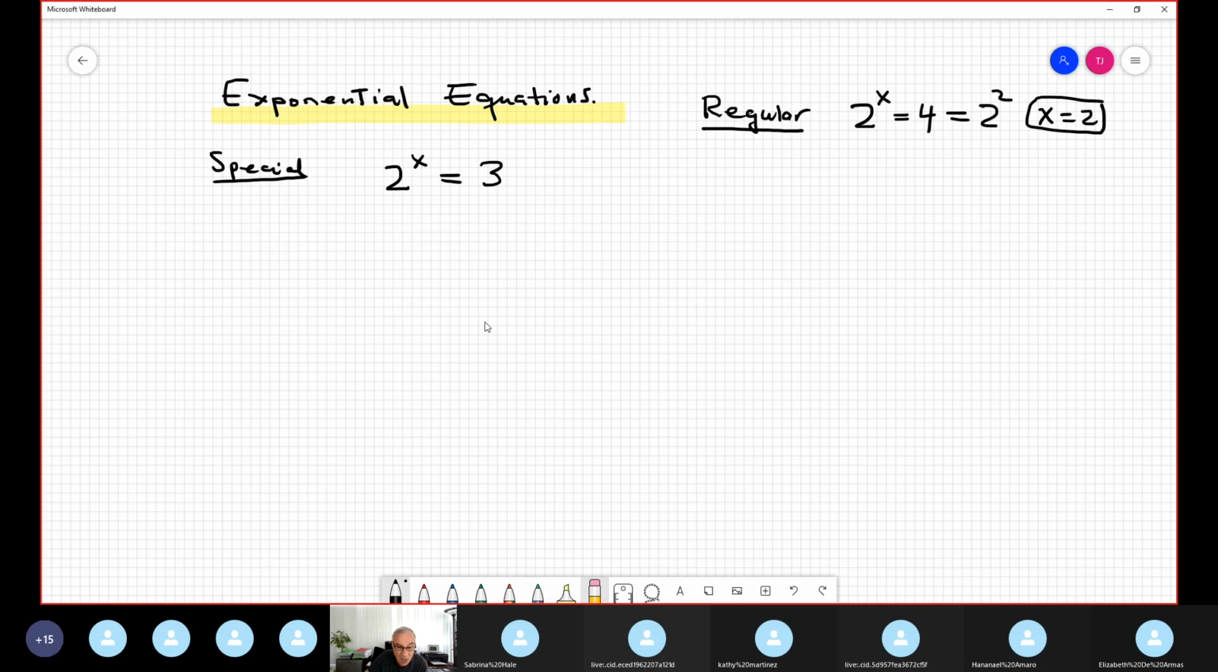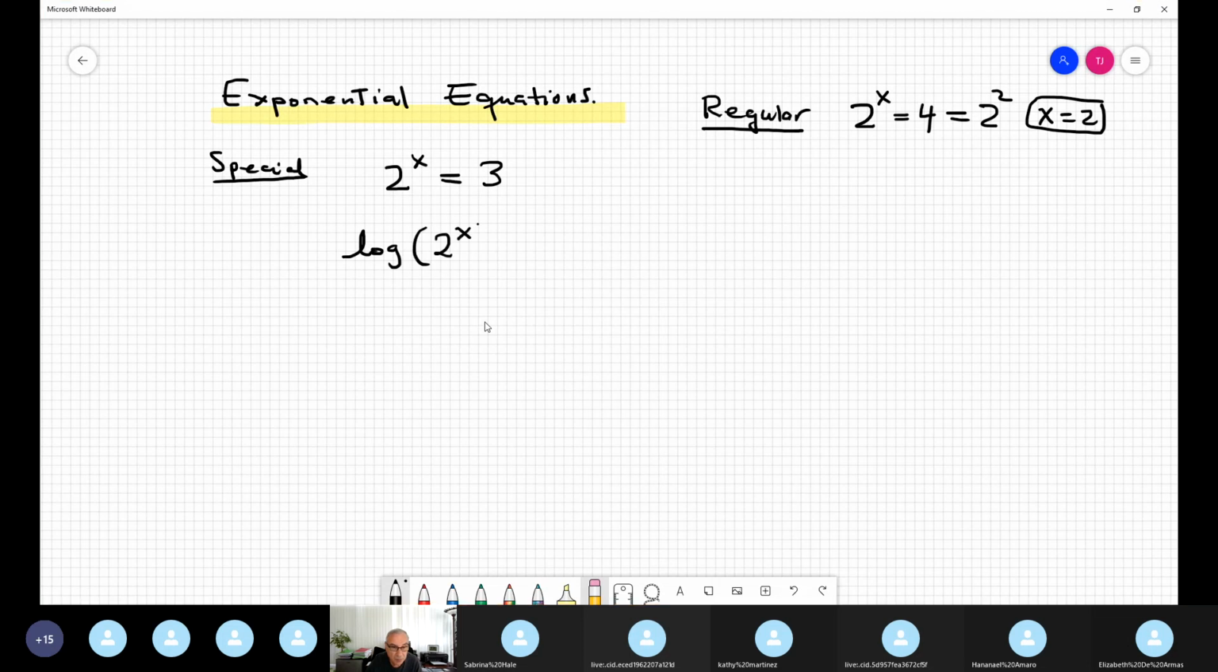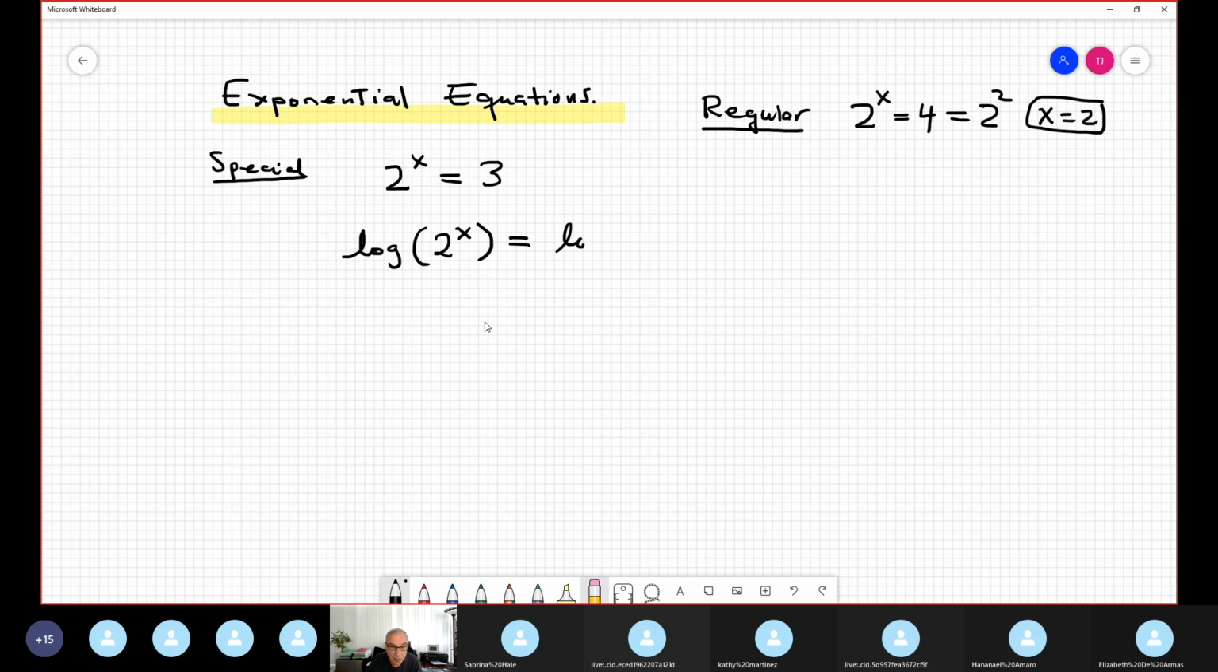No, it's impossible. However, we study logarithms for solving this and other more complicated equations, because we apply logarithm on both sides. What kind of logarithm? I recommend the standard one, because finally we end up using the calculator, no? Maybe log or ln, it doesn't matter, the answer doesn't change.